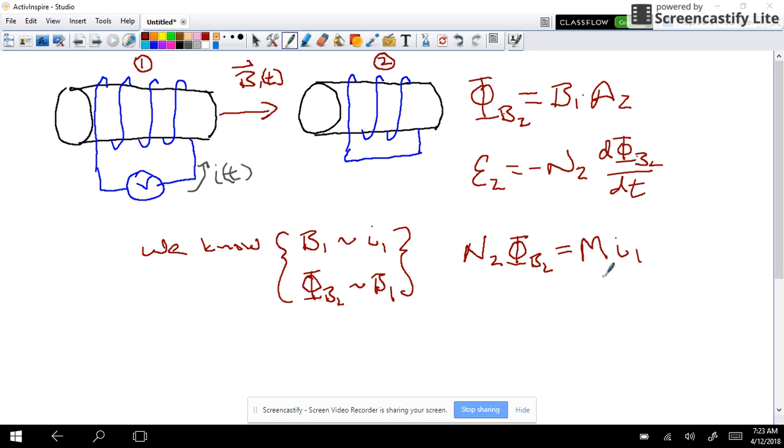Now, this proportionality constant right here, this M that we've invented for ourselves, what is that? M is what we call the mutual inductance.